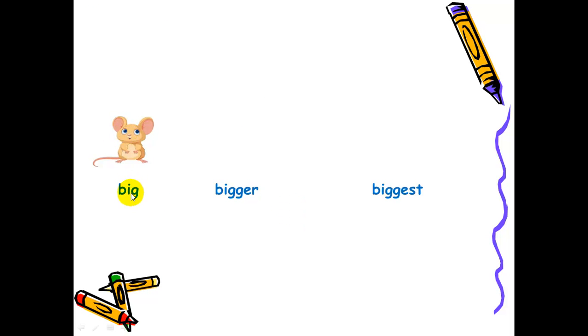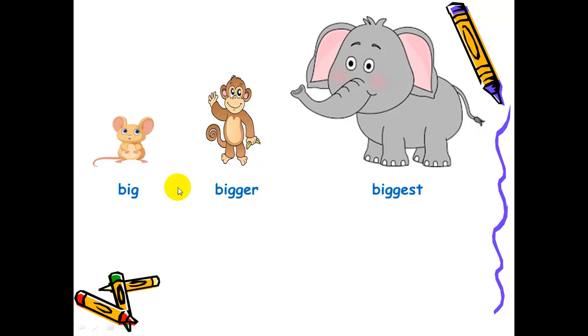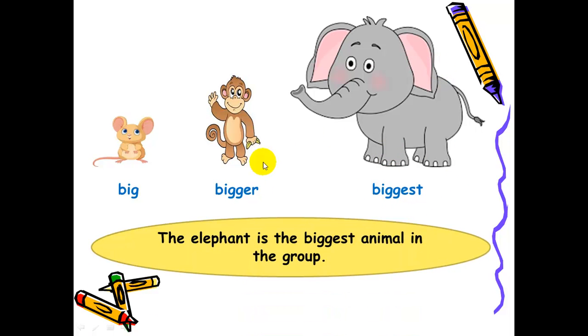Okay, here if we have the rat is big, and I'd like to add another animal, for example the monkey, I say the monkey is bigger than the rat. But if I'd like to add another animal here, will it be bigger than? No, because I have more than two. I have three animals: the rat, the monkey, and the elephant. So I'll add est. The elephant is the biggest animal in the group.